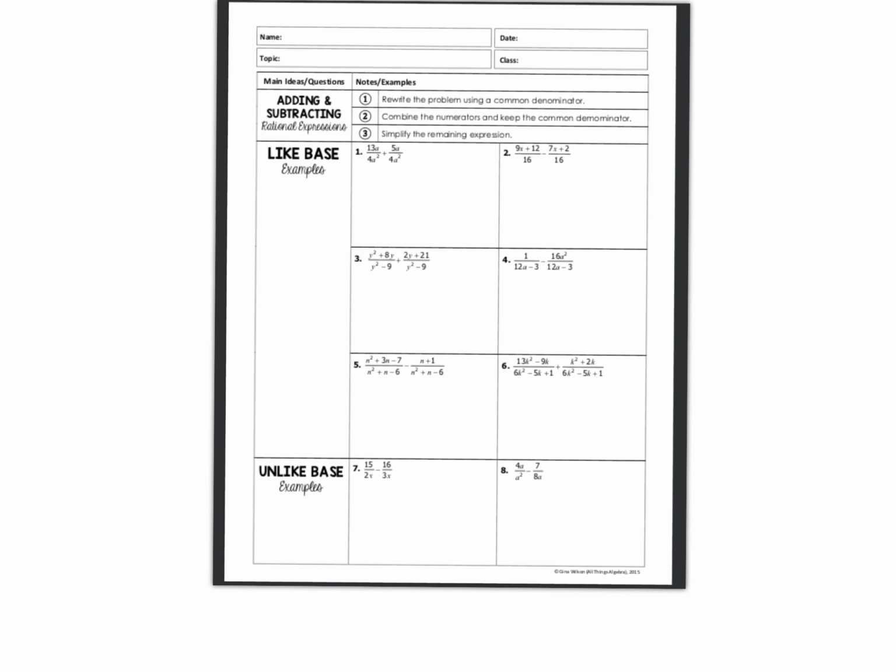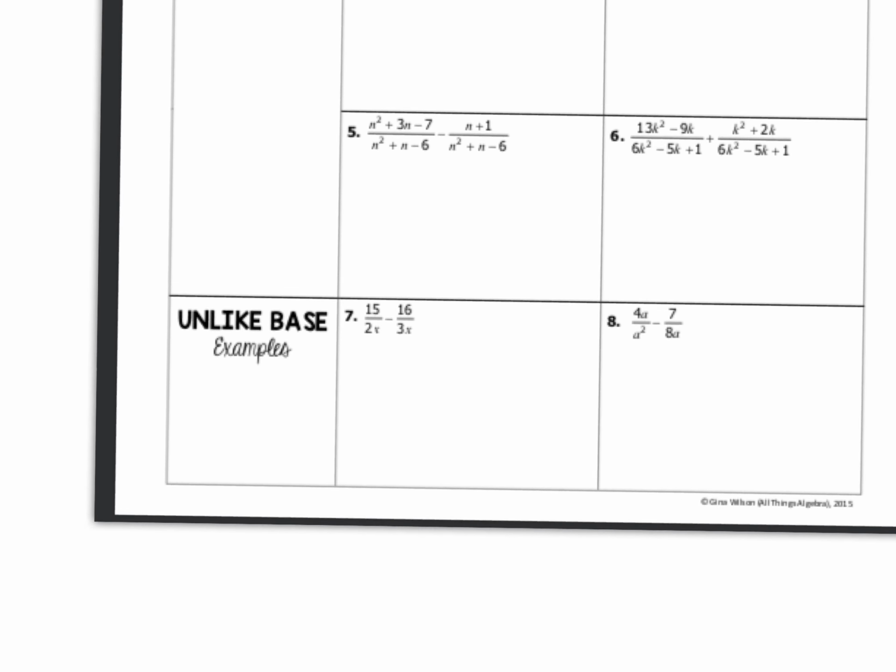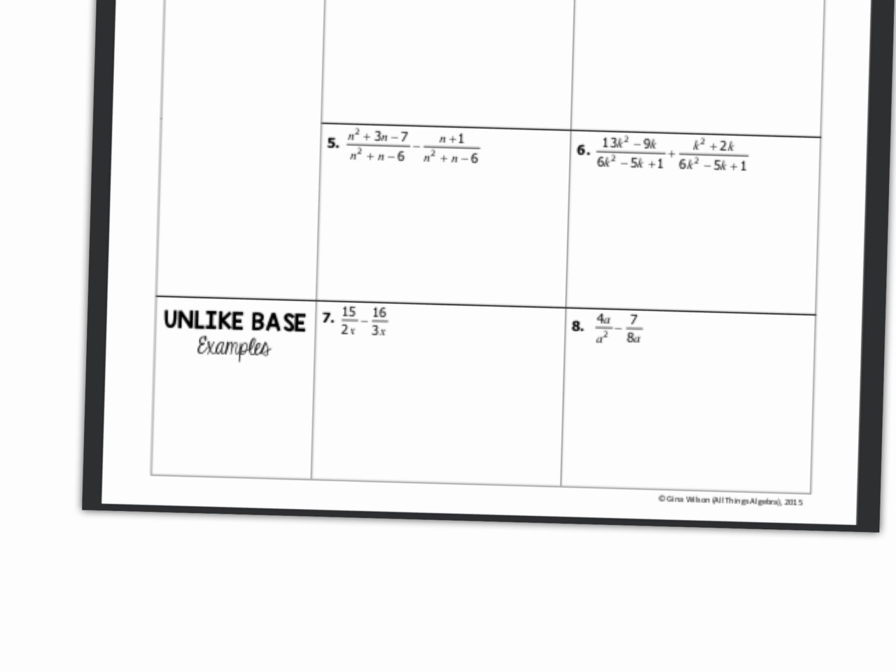So please take your packet out and turn to the section where we were at yesterday about adding and subtracting rational expressions. Yesterday, we were focused on examples where the base was the same. So all we had to do was just add straight through, sometimes do some factoring. Today, we're going to look at examples where they have unlike bases and how to deal with them. So let me go ahead and focus on the unlike base part. We're looking at number 7.